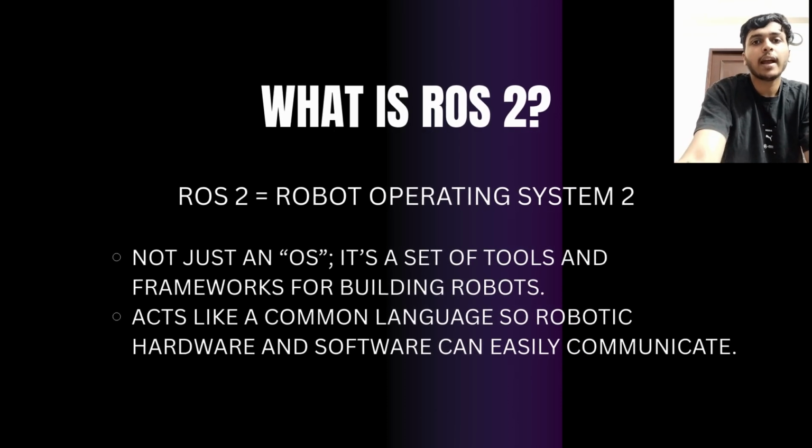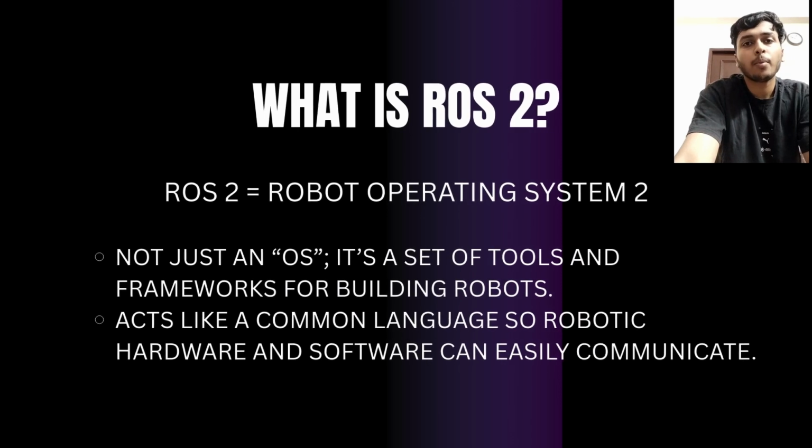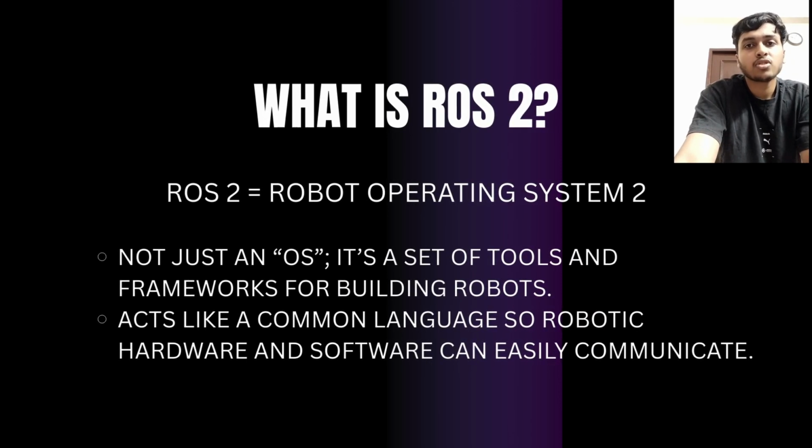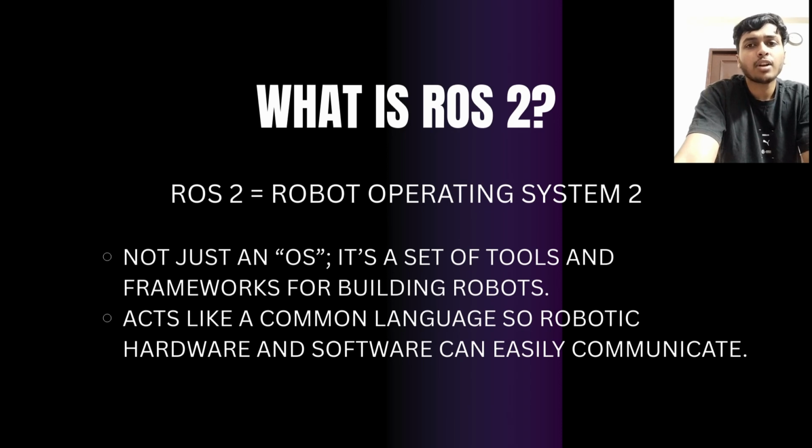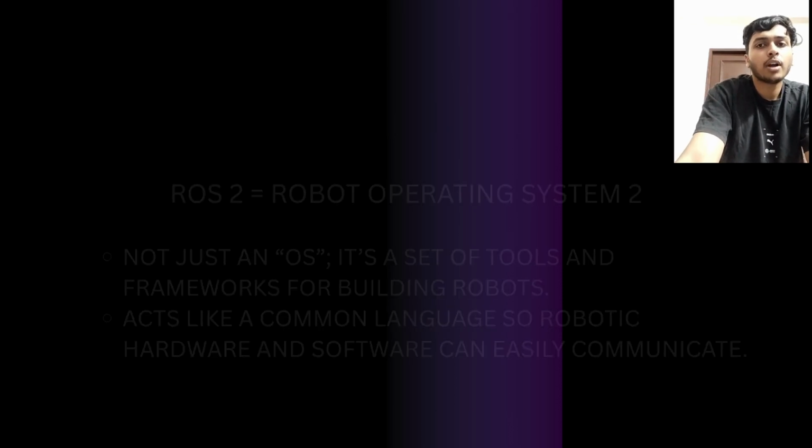As you might know, ROS stands for Robot Operating System. But is it actually an operating system? Well, not completely. It's like a set of tools and frameworks to help you build robots. For example, you can think of it in a way that it is a common language for robotic software that lets different hardwares and softwares communicate with each other, like the way our body performs.